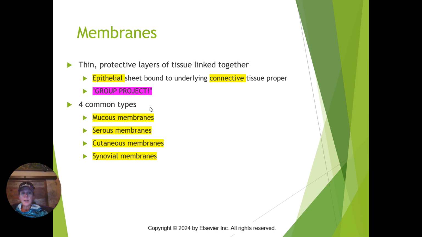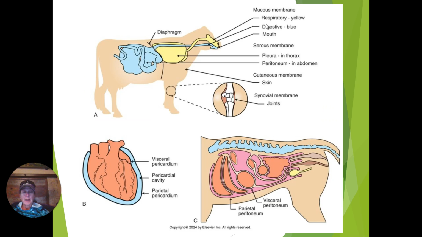Now, membranes are kind of protective layers of these tissues linking themselves together. And membranes consist of an epithelial sheet with an underlying connective tissue proper, so between the two, they are a membrane. So we've got a group project going on. We have epithelial and connective tissue that forms these membranes. We've got 4 common types of membranes in the body. In the mouth or anywhere that connects with the external of the body, you tend to find these mucous membranes. So the respiratory tract, the oral and digestive tract are considered mucous membranes.